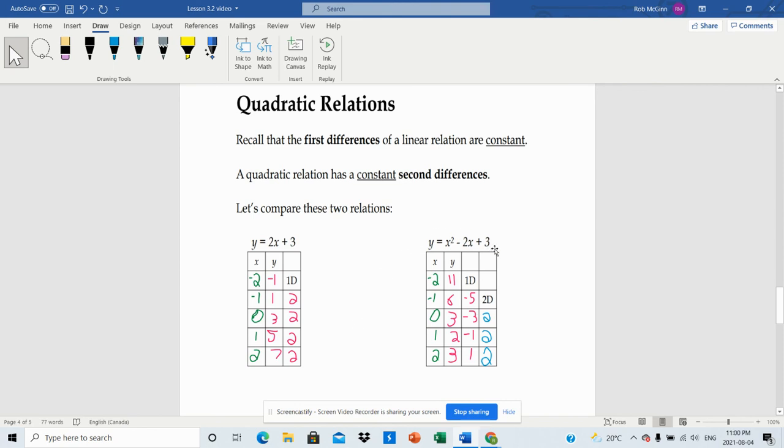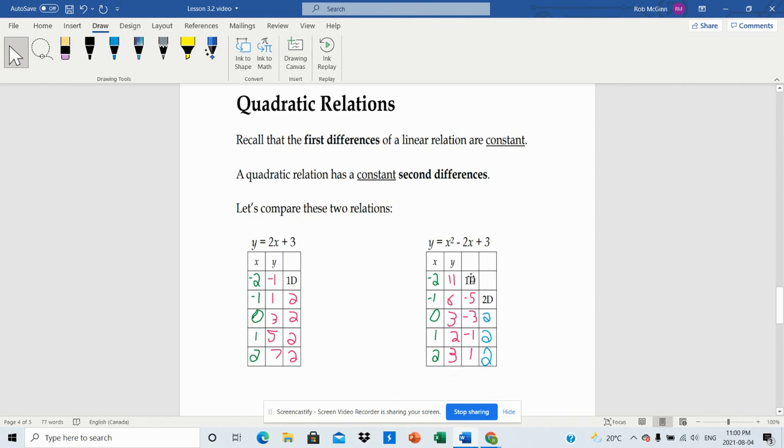Now let's look over at this one. In this one, we've got a quadratic relation, y equals x squared minus 2x plus 3. So when we sub in minus 2 for x, well, let's do it. Minus 2 squared, minus 2 times minus 2 is 4. So it's positive 4. Minus 2 times minus 2, once again, positive 4. And then plus 3. So 4 plus 4 is 8, plus 3, 11. And we can sub in other values, but I've already done it for you. So those are our y values.